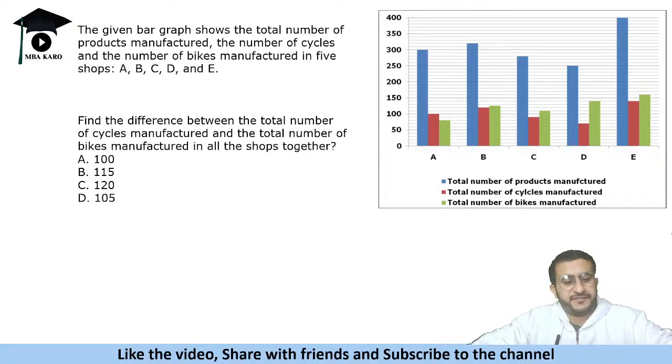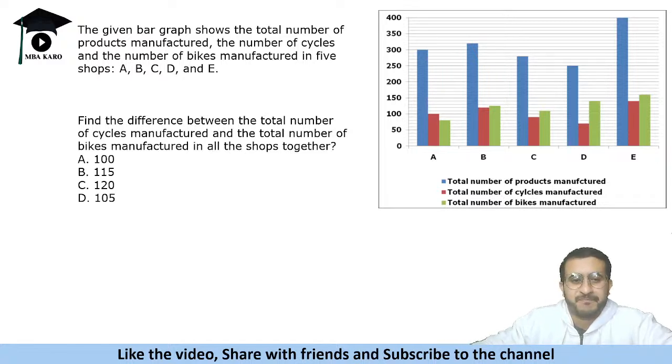JEE in 2025. See, JEE cracking cannot be guaranteed. Okay, yes, you can get a great score, but especially if you are a non-Maharashtra candidate. Maharashtra, then still you can crack. If you are non-Maharashtra, then it is a very very dicey affair, because the paper also is not standard, but still people write it every year. So we need to find the difference between the total number of cycles and bikes manufactured.